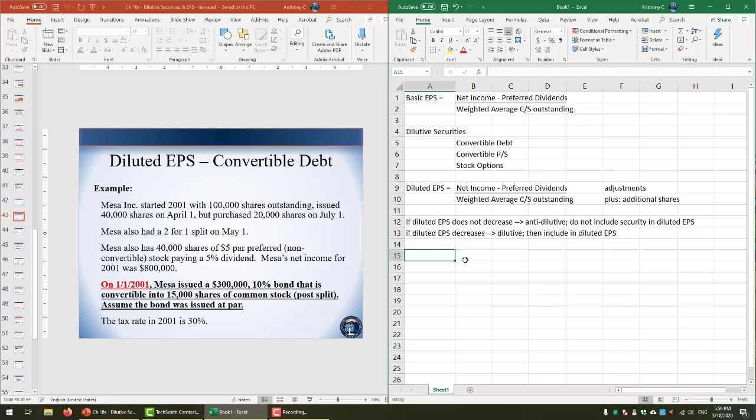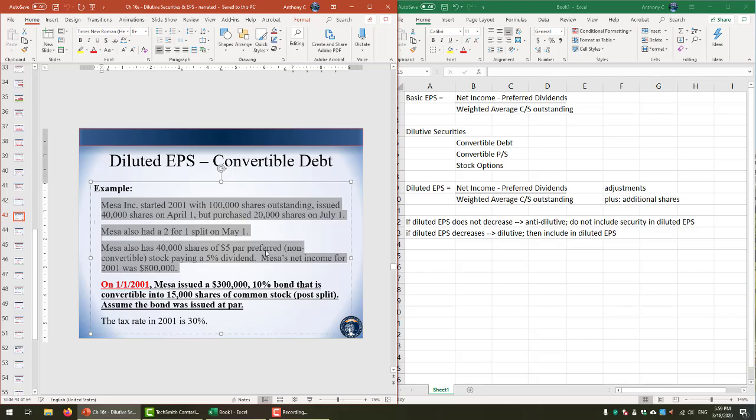So Mesa started 2001 with 100,000 shares outstanding. They issued another 40,000 shares on April 1st and then repurchased 20,000 shares on July 1st. Mesa had a 2-for-1 split on May 1st, and they also have 40,000 shares of $5 preferred non-convertible stock paying a 5% dividend. Mesa's net income for 2001 was $800,000. So the information highlighted in these first three paragraphs was the information that we used to calculate basic EPS.